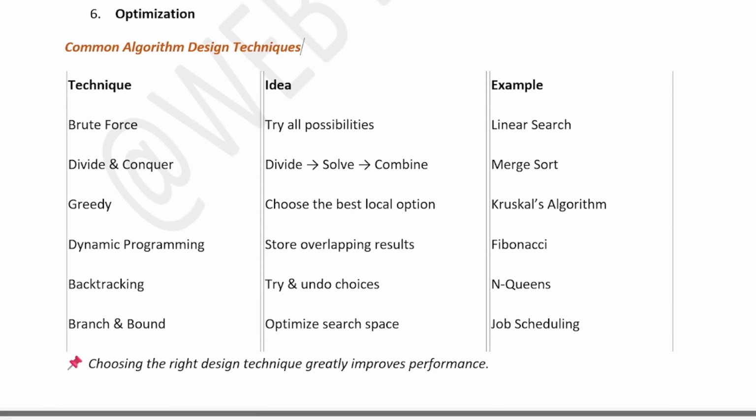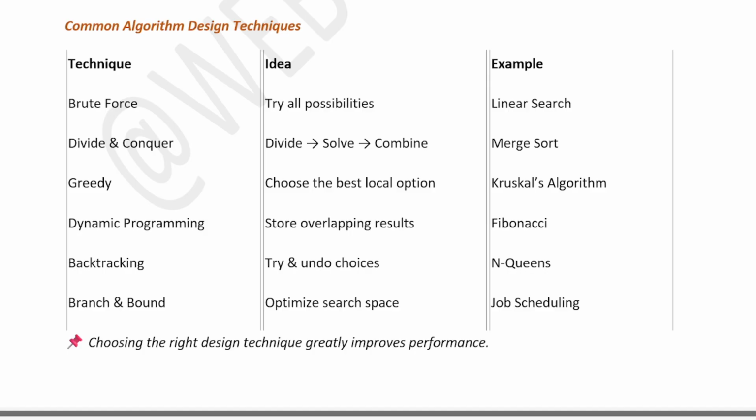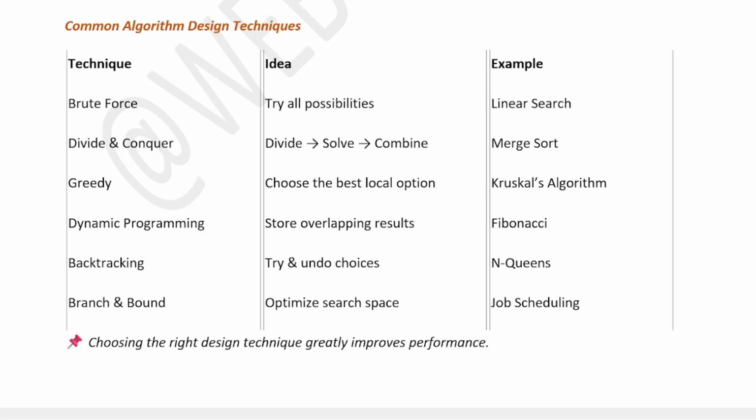Let's now look at some common algorithm design techniques. Brute force. Brute force means trying all the possible solutions. For example, linear search checks the elements one by one. It is easy to design but slow for large data. Next technique is divide and conquer. Divide and conquer divides a problem into smaller parts, solves them, and combines the results. A very good example is merge sort.